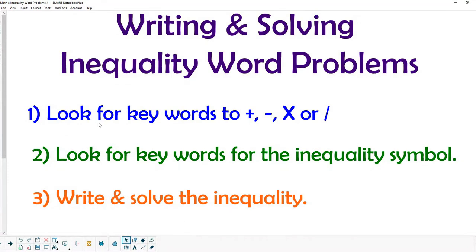So as we write these, we're going to be looking for keywords that will indicate whether or not we'll use addition, subtraction, multiply, or divide in our inequalities. We'll look for keywords for the inequality symbols and write and solve the inequality. So let's talk about what we mean.